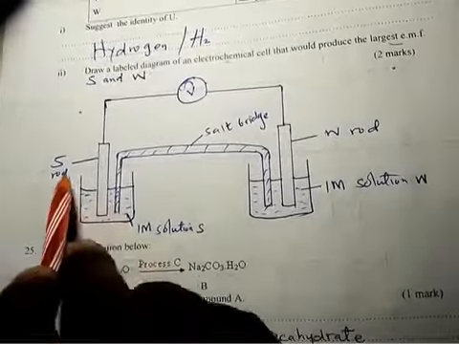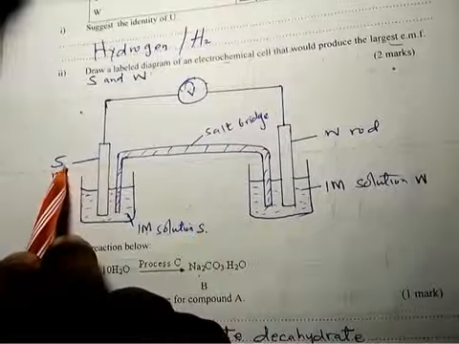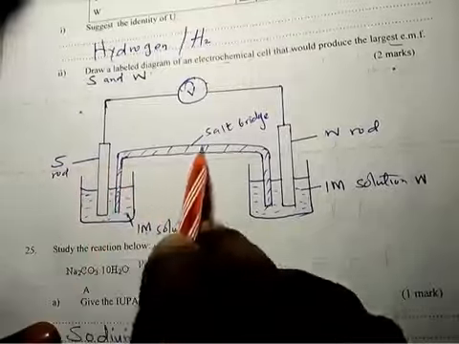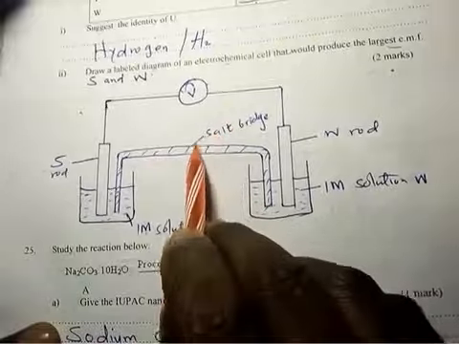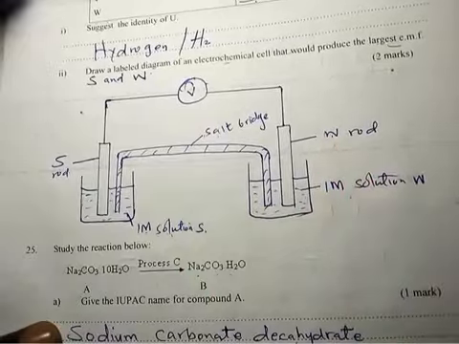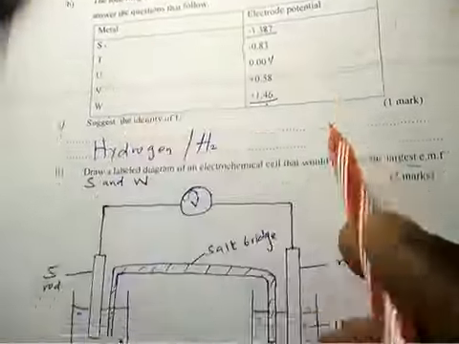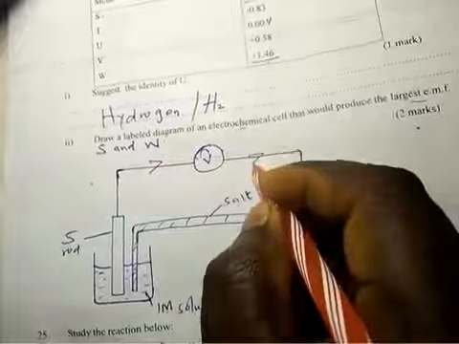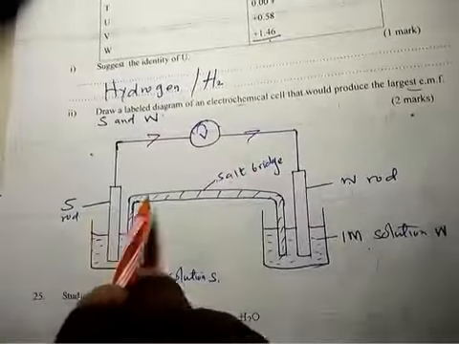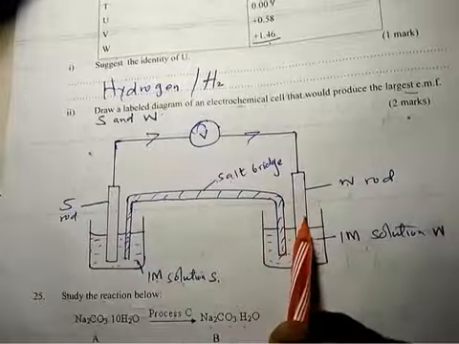So for S you put a 1 molar solution of S, and this one will be electrode S. This is the salt bridge. Don't forget to label the salt bridge. This one is going to be W. So electrons will move from, this one will undergo oxidation. So electrons will move this way, because this one is more reactive than this. So this one will undergo oxidation, this one will undergo reduction.